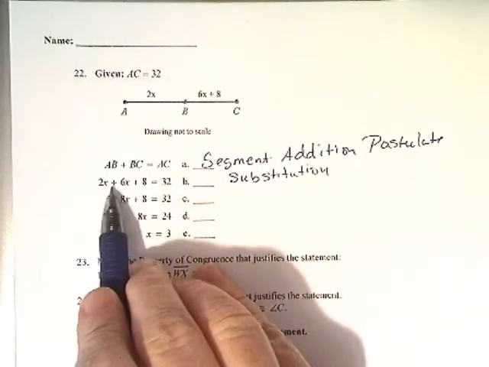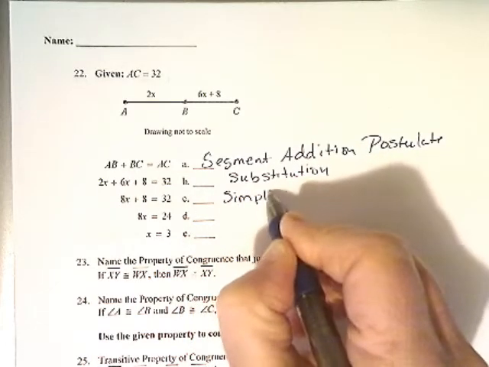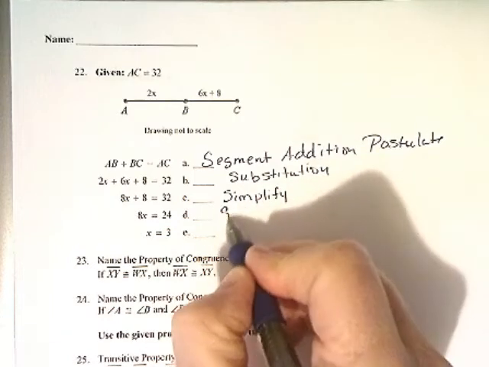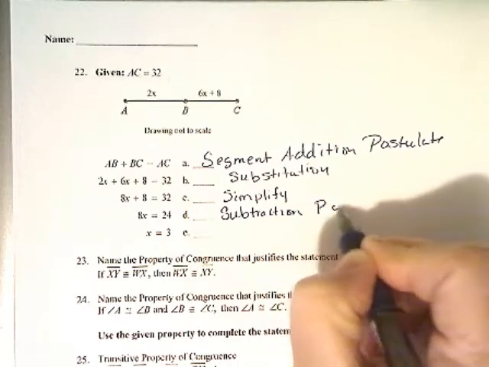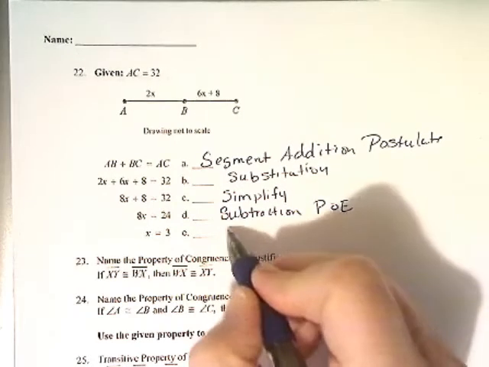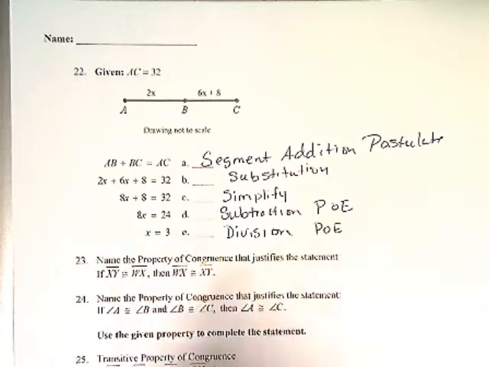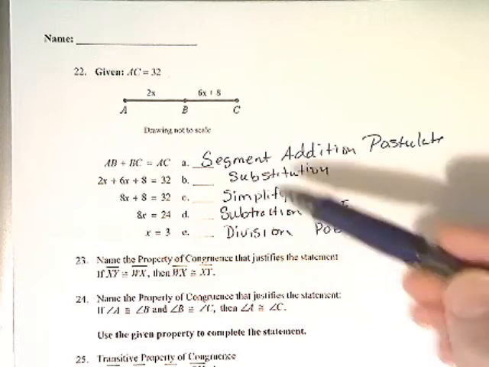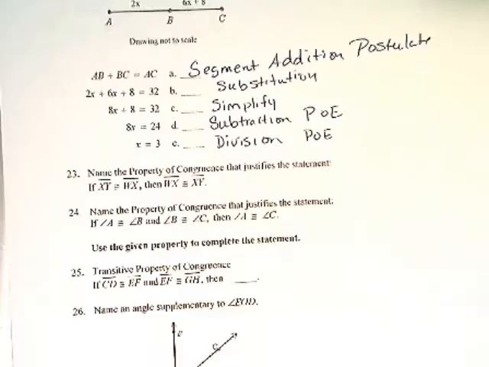In the next step, we combine 2x and 6x, so we simplify. And then we subtract 8 from both sides, so it's the subtraction property of equality, and then we divide. These proofs are not difficult if all you have to do is give the reason. You just have to go through and just state what you did each time.